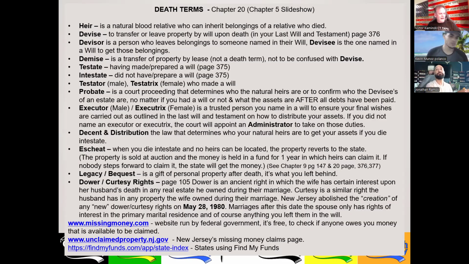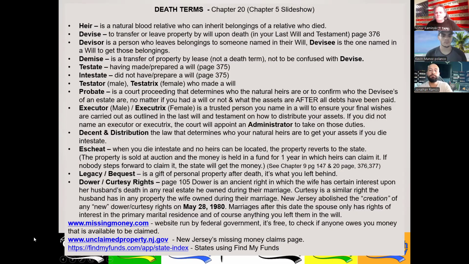Now, why do we need to know about that? We're real estate people. Well, to know who needs to sign listing agreements or sales contracts. If only one spouse is listed as the owner on a property, when were they married? If they were married before May 28th, 1980, they both need to sign all relevant documents, even if only one is listed as the owner. If they were married after May 28th, 1980, only the one listed as the owner needs to sign.